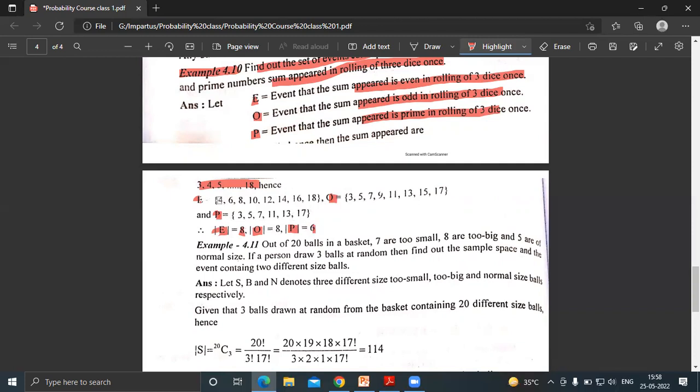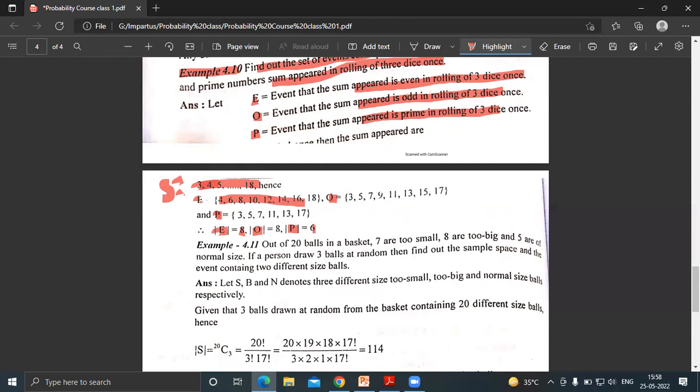And check here, all these elements lie in the sample space. If we write this as the sample space, all elements are in the sample space. So E is a subset of S, O is a subset of S, and P is a subset of S. In that case, E, O and P are called events.